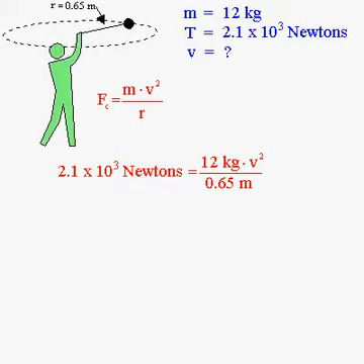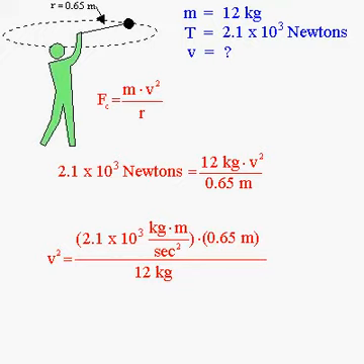We multiply both sides by 0.65 meters, divide both sides by 12 kilograms, and we find that v squared is 2.1 times 10 to the 3 kilogram meter per second squared times 0.65 meters over 12 kilograms. Kilograms cancel, and we're left with meters times meters, which is meters squared over seconds squared. So v squared has a unit of meters squared over seconds squared. That makes sense. To get v, we have to take the square root of each side. When we take the square root of the numbers, we get 11. The square root of the unit, meters per second. So the speed is 11 meters per second.